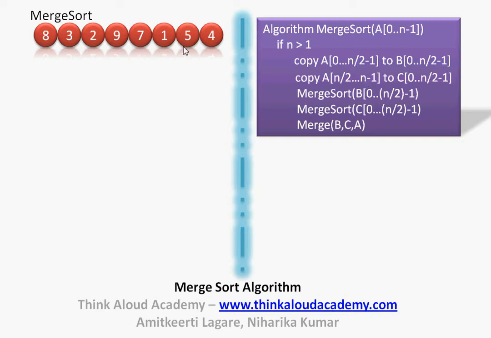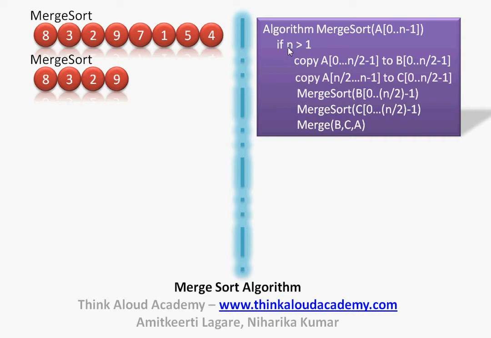So 7, 1, 5 and 4 get copied into C array. Then it says call merge sort on the first half, that is call merge sort on the elements B, that is 8, 3, 2 and 9. So merge sort is recursively calling another merge sort, but this time we are only going to call for the first half. So you can see that I have called merge sort with just the first half of elements. So it's as good as calling yourself.